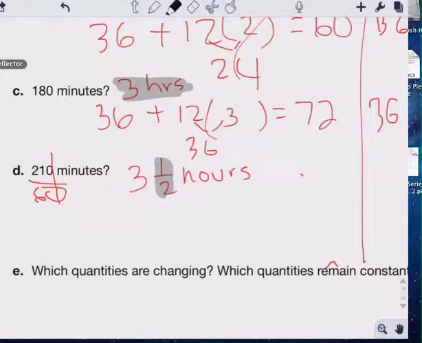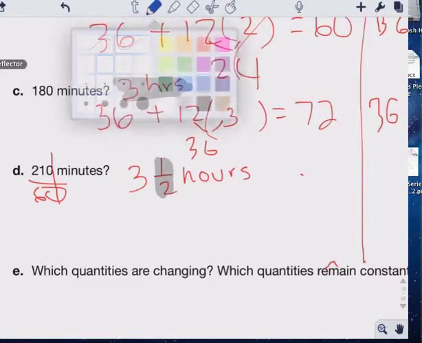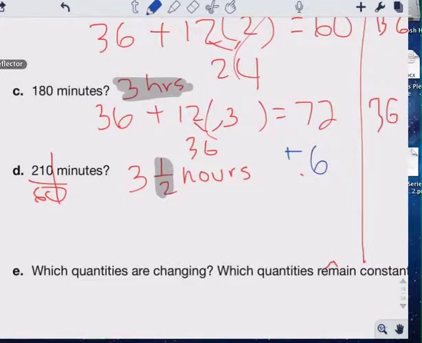6. Tell each other why it's 6. How is it 6? Okay, how far are they every hour? 12. Half an hour is then how many? 6. So instead of adding 12 now, what are we going to add? 6. So we add 6 here, right? Do you understand why it's not 12?